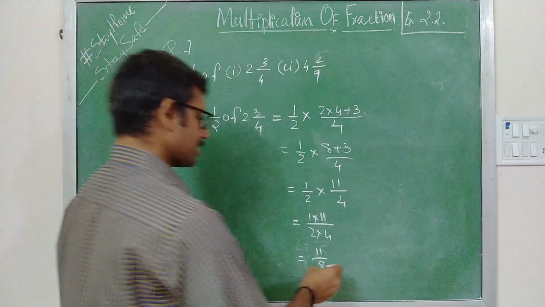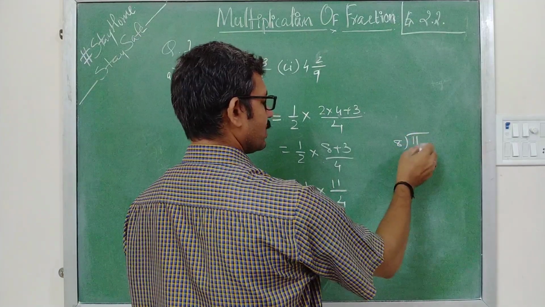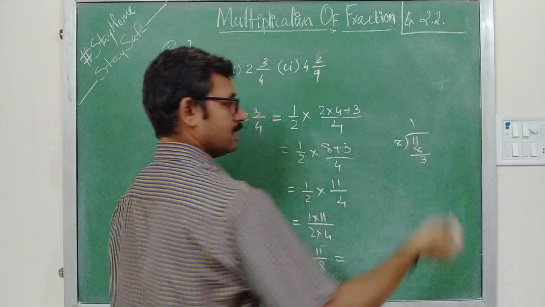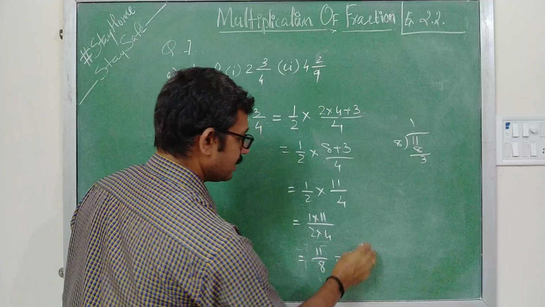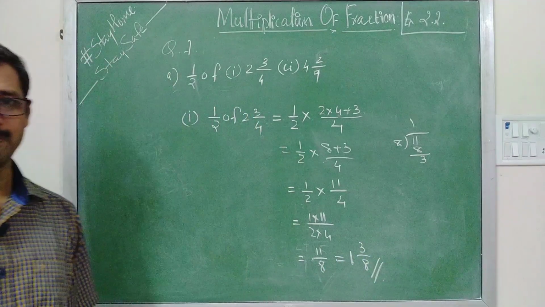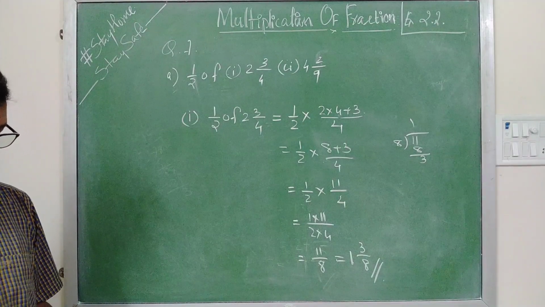If it is an improper fraction, you have to convert it into a mixed fraction. That is 11 divided by 8. You know that 8 ones are 8, so the remainder is 3. Correct? So how will you write? 1 integer 3 upon 8. Sure, all of you? That is the answer. Understand? Like this you can do.